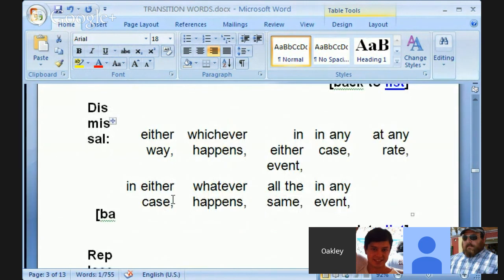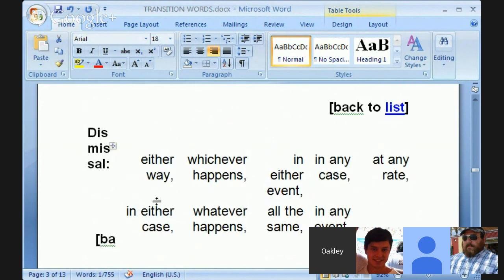Alejandro, I'm going to make you do this next one. How are you going to use these? A dismissal. It's a dismissal, but these kinds of dismissal phrases: either way. I may have to work late. Your flight may come in late. We don't know what's going to happen. Either way, I will pick you up at the airport at 7. Whichever happens.